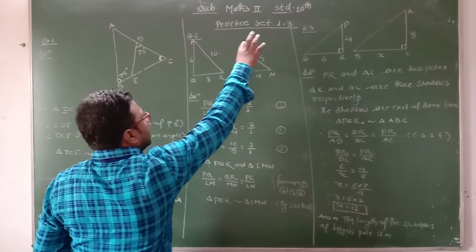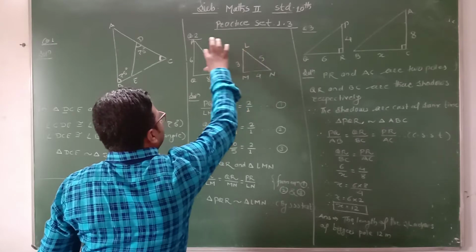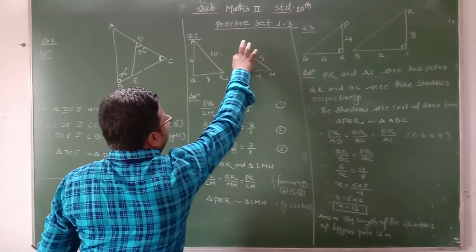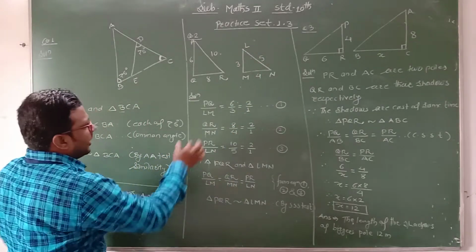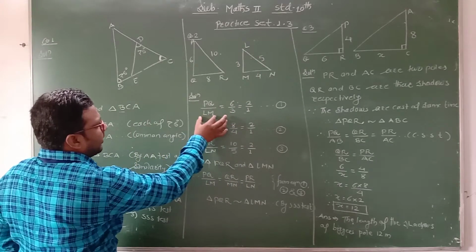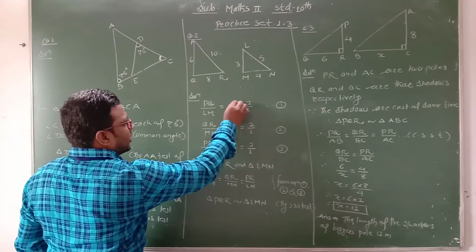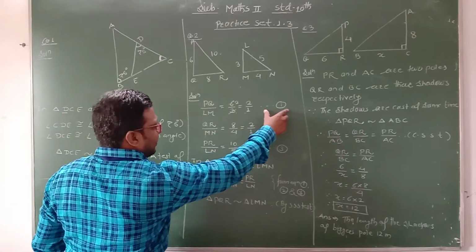Then for this triangle PQR and the triangle LMN, first we take the corresponding side of PQ. PQ corresponds with LM. Here the smallest side is what? 3, that is LM. Therefore we take the ratio of PQ upon LM is equal to 6 upon 3. That is, 3 ones are 3, 3 twos are 6, here we get 2 upon 1. This is equation 1.